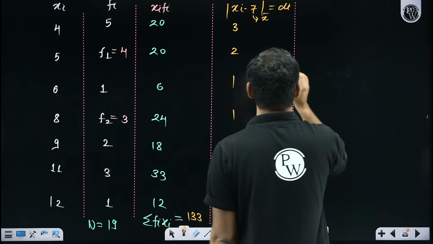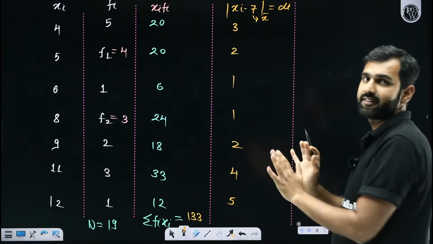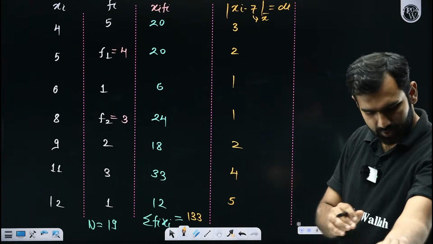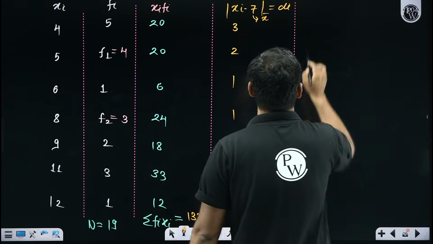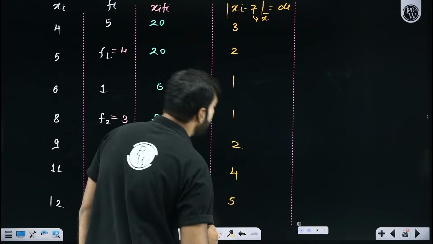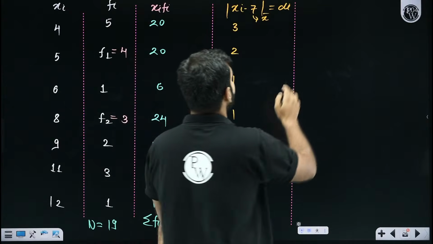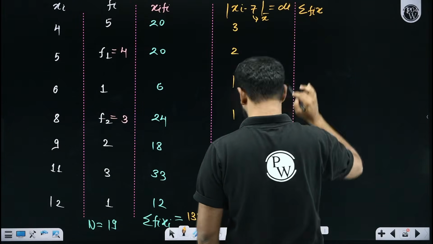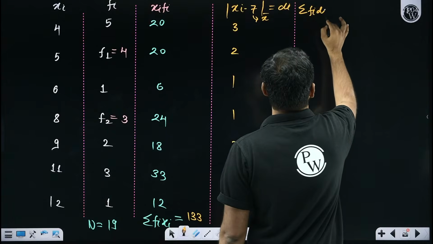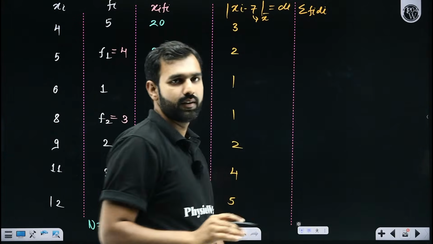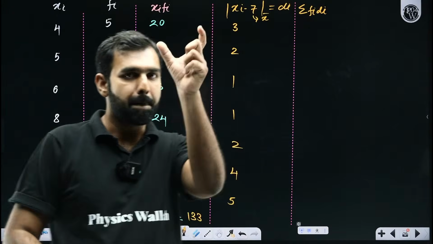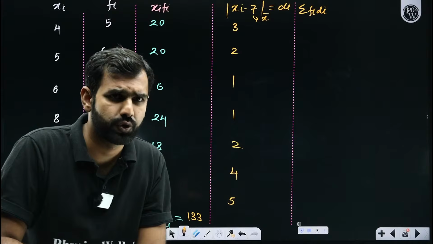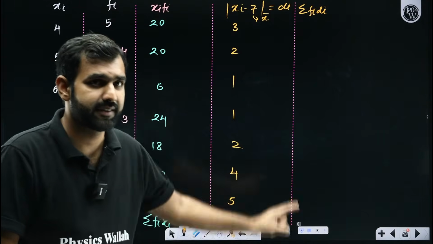Now I hope this di everyone has understood. This is your xi minus x bar, right? So when I move ahead from here, before I do this, let me find summation fi di, summation fi di, right? So that will give you the final mean deviation about the mean. I hope no confusion on that.